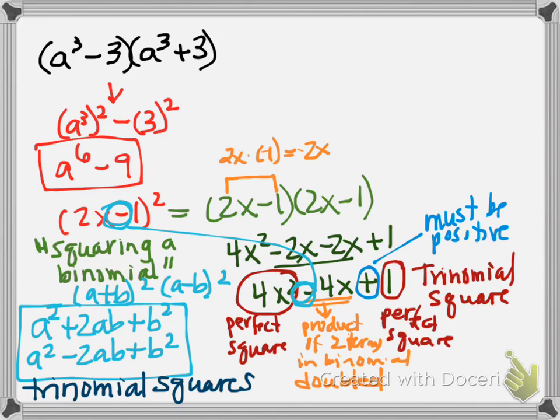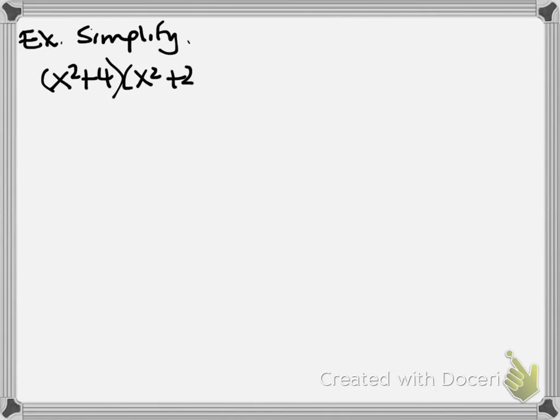Okay? All right, so we'll want to do one more kind of problem. Let's do a polynomial times a polynomial, and I'm going to demonstrate how to do it all three ways, and then we'll go from there. So directions are going to say simplify. And let's do a binomial, x squared plus 4, times a trinomial, x squared plus 2x minus 3. So let's do distribution first.